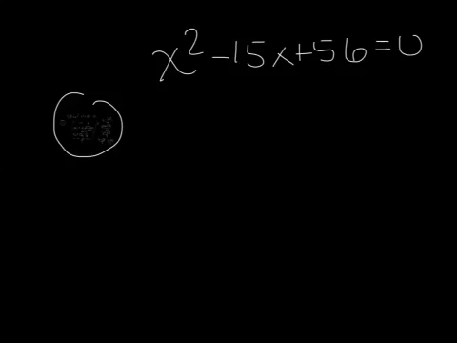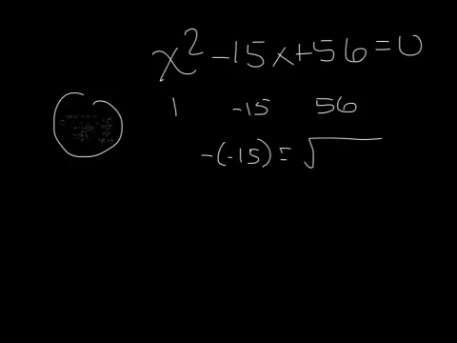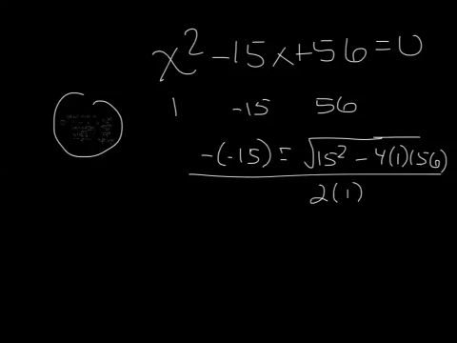So A is 1, B is negative 15, C is positive 56. And you end up with negative of negative 15 plus or minus the square root of negative 15 squared, which is going to be positive, so I don't actually have to write that negative anymore. Minus 4 times 1 times 56, all divided by 2 times 1.